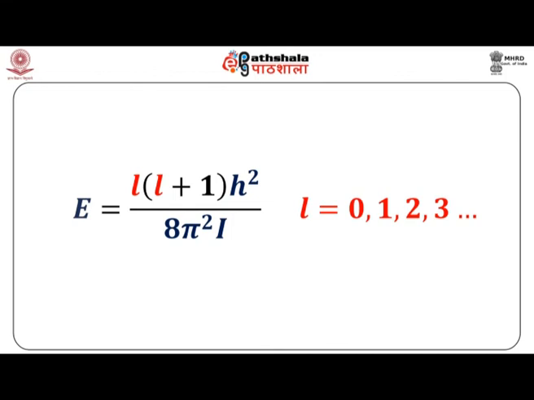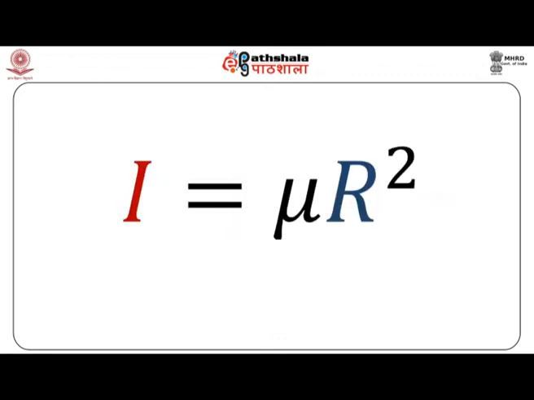Lastly, we got the total energy of the rigid rotator, which came out in the form E equal to L into L plus 1 h square upon 8 pi square I, where L is a number which can vary from 0, 1, 2, 3, and I is the moment of inertia, which for a rigid rotator is equal to mu r square, where mu is the reduced mass and r is the distance between the two point masses m1 and m2.